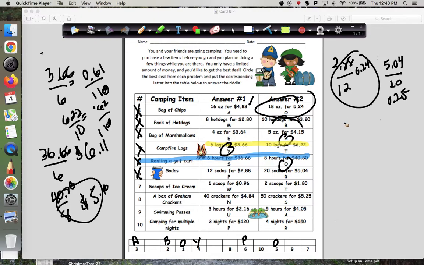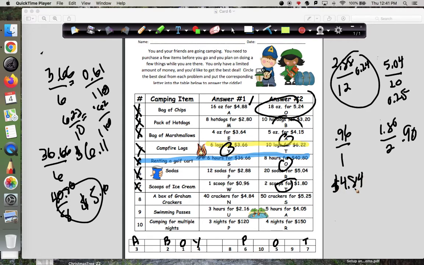Let's do, this one already gives us 96 cents for 1 scoop. And so if we divide 180 by 2, we're going to get 90 cents a scoop. So that means that this is the better deal. So we go to the 7 and we put a T. And we're done with that. 3 to go.